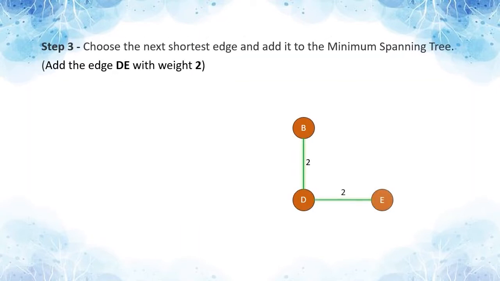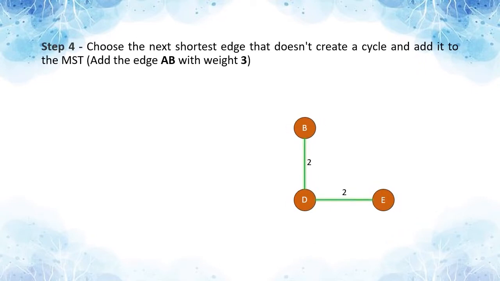Now add the edge DE to the minimum spanning tree, which is the next shortest edge. Add the next shortest edge, which is edge AB with weight 3, to the minimum spanning tree and then check whether any cycle is being formed in the tree. If yes, then discard that edge and move on to the next edge. Here, it doesn't form any cycle, so we will leave it as it is and move to the next edge.